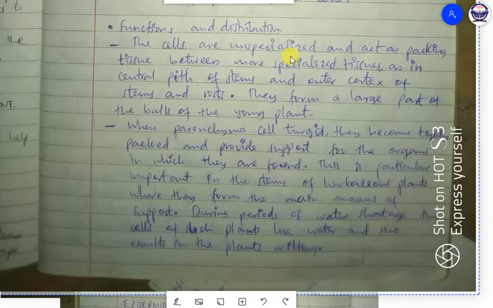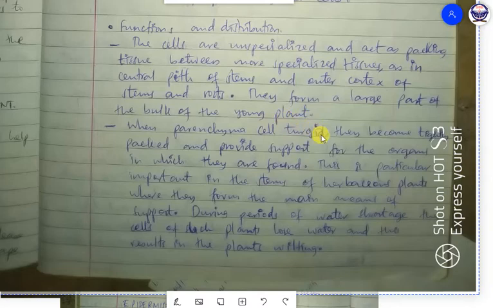They are unspecialized, so they can be specialized to different categories of cell, but they act as a packing tissue between more specialized tissues, as in the central pith of stem and outer cortex of stem and roots. Kwa tunavyokuwa tuna stem ya mti fulani, central pith inakuwa filled with the Parenchyma cell, or the outer cortex of stem and roots. They form a large part of the bark of the young plants. So young plant mara nyingi zinakuwa zina Parenchyma cell.